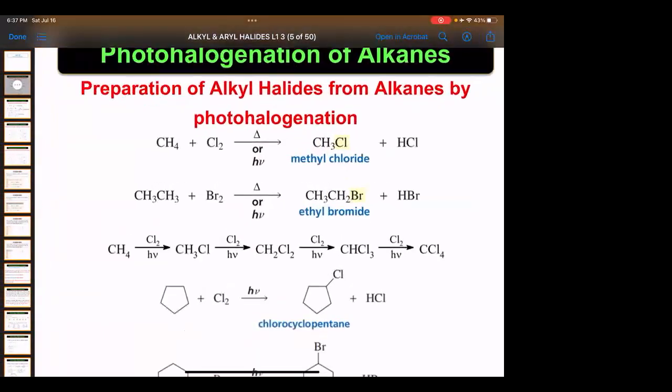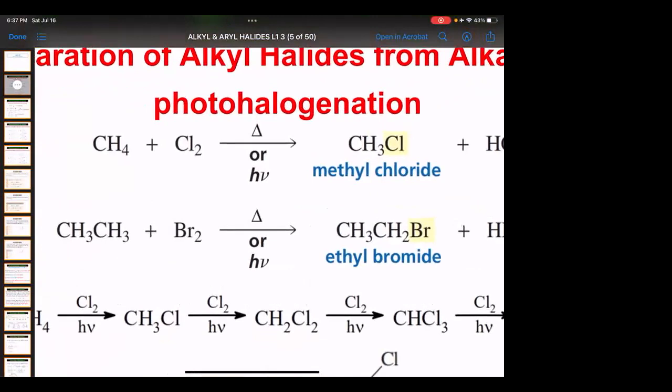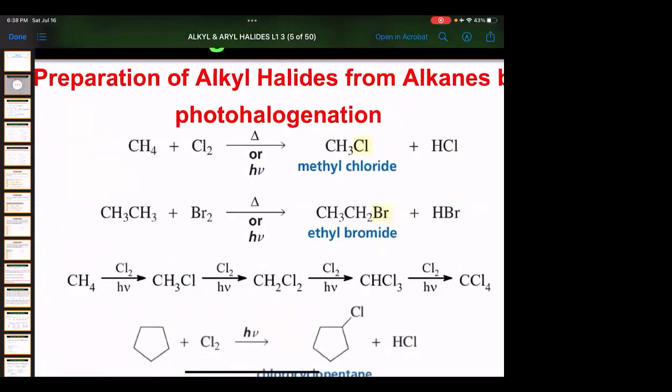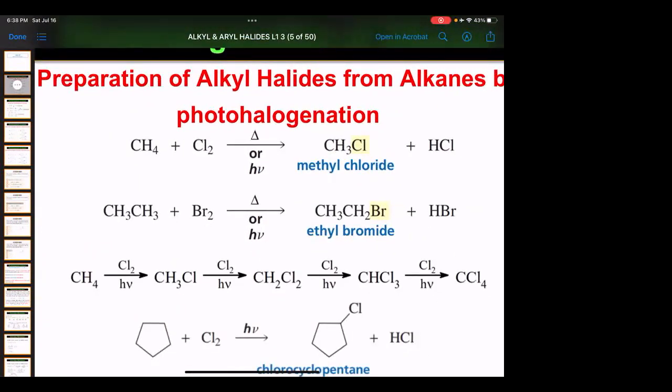Normally you can take heat also, but normally light is mentioned over here. As you can see, H nu represents light, because you need to provide energy for the reaction to occur, and that energy is present either as heat or in the form of light of appropriate frequency. What is that H nu? H nu is the energy of the photon of light. H is Planck's constant. It is generally sunlight also, but most importantly, it is UV light.